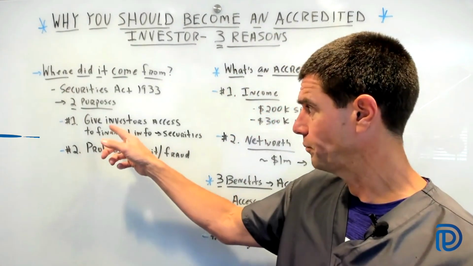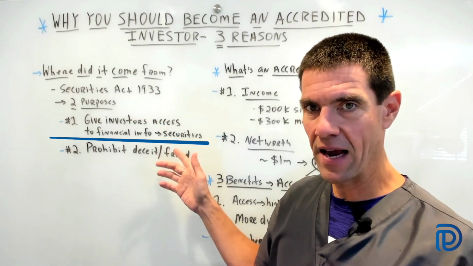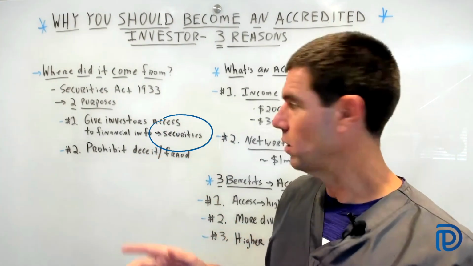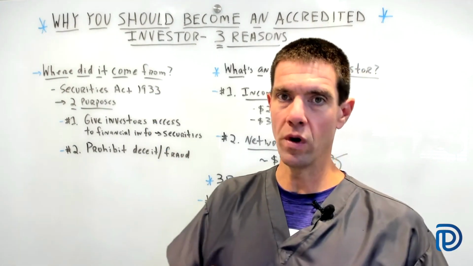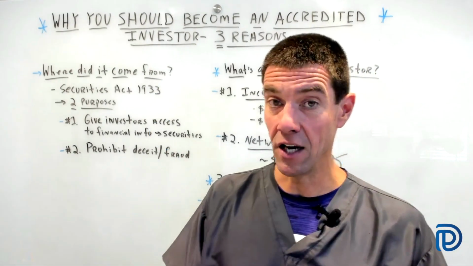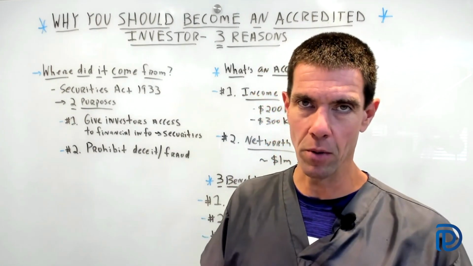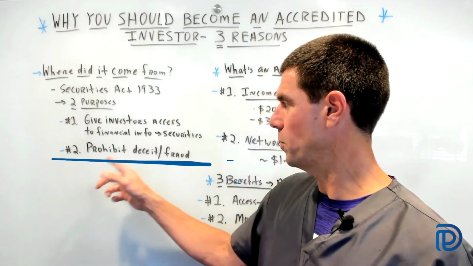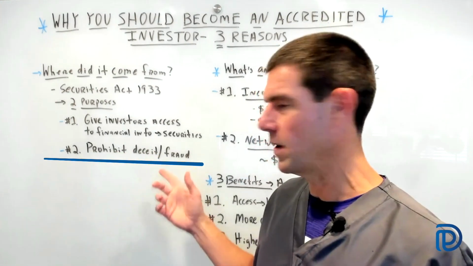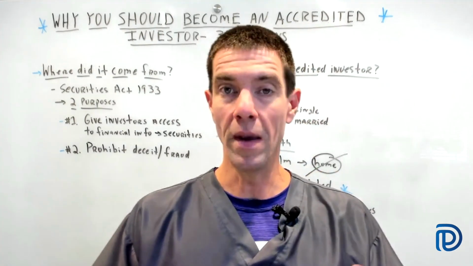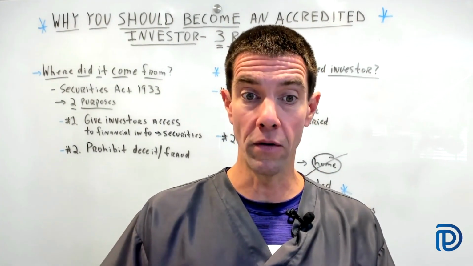The first one was to give investors access to significant financial information concerning the different security offerings that they invested in. All right, so they wanted to give them what they needed to know in order to make the best decision for themselves. And the second purpose that it was set up for was basically to prohibit any type of deceit or fraud or misrepresentations, anything like that. So basically it was set up for you and me, the investor, to prevent harm coming to us.